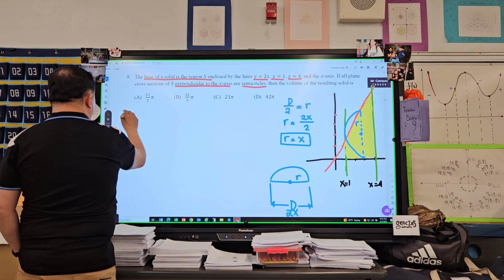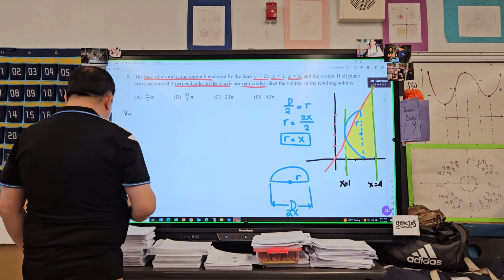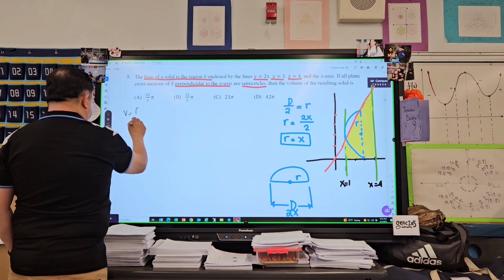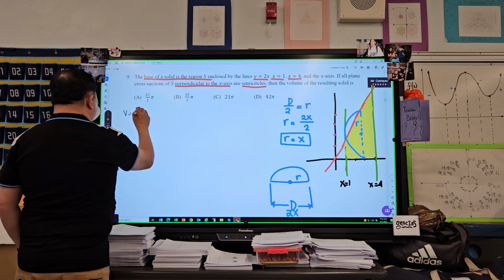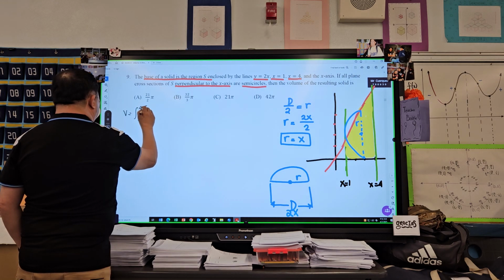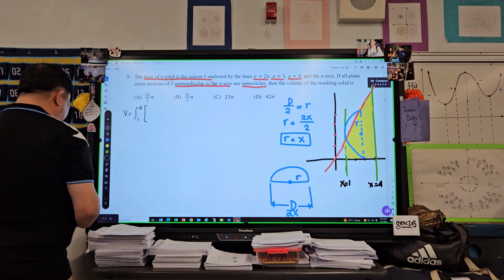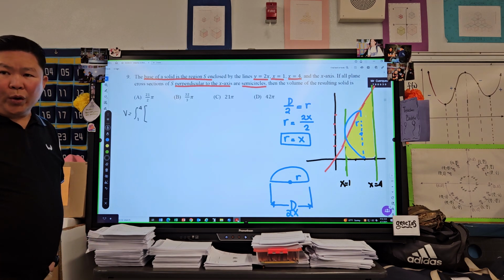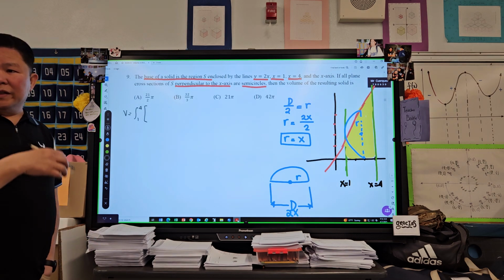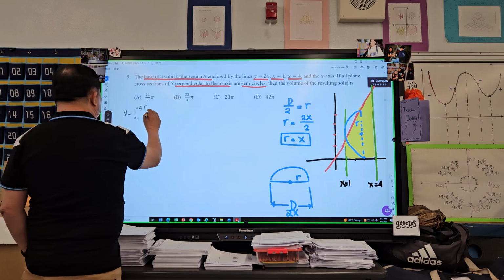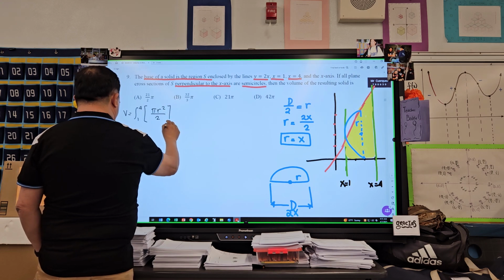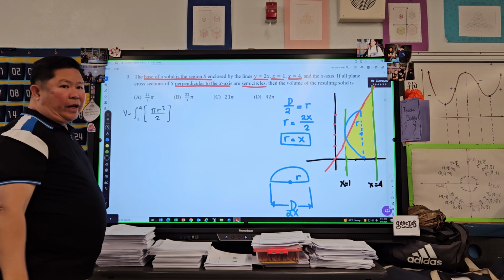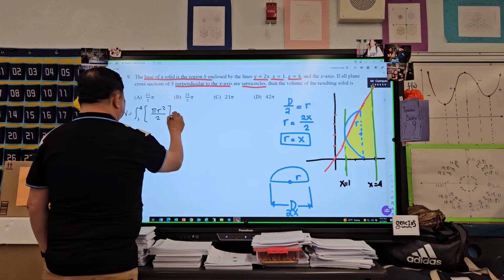So we now say volume is equal to the integral, and we have the limit from 1 to 4. So 1 to 4, and you have pi r square over 2 because it's a semicircle. So pi r square over 2. And then we have dx, right?